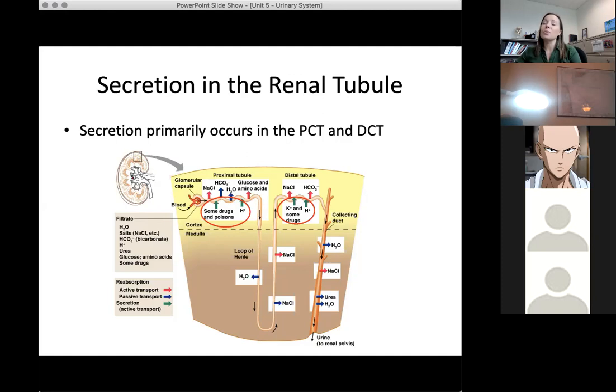Okay. Also, to get rid of excess potassium. Almost all the potassium ions that get filtered are later reabsorbed. And you might not think that's a big deal, but potassium ions, if you have too much, can actually be harmful. It has negative effects on the heart. It can cause an irregular heartbeat.